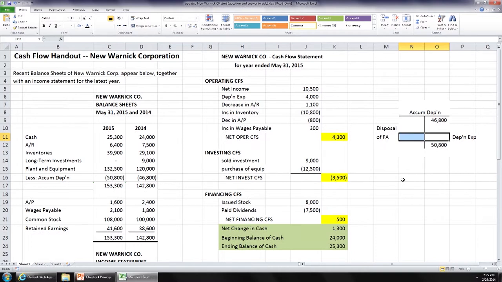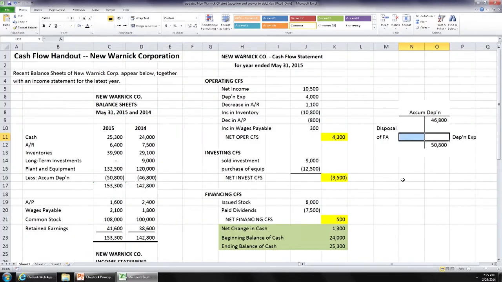We can't solve for either one of those. We have two unknowns at that point, don't we? You can't do an algebra equation when there are two unknowns. Now, looking back at that T account, if they tell us that we didn't dispose of any equipment, then we know that that's zero. And yes, we can say, okay, that is $4,000.